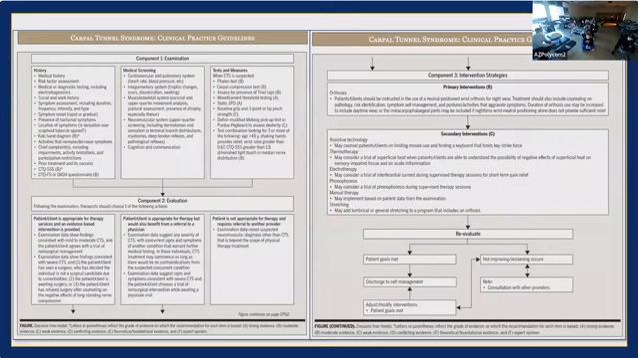The APTA and JOSPT, which is the Journal of Orthopedic and Sports Physical Therapy, have clinical practice guidelines on how to treat carpal tunnel syndrome. This is a screenshot from the clinical practice guidelines that may assist you if you get a case study with this for your practical.